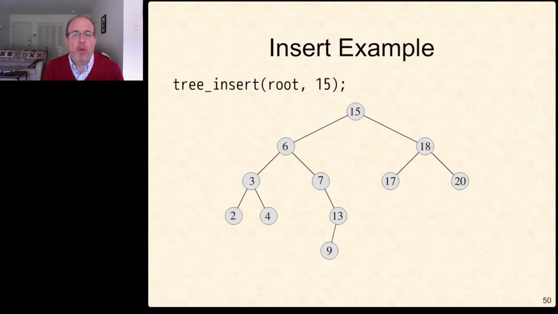So, for example, if we wanted to insert a node with a value 15 into this existing tree, well, 15 is greater than or equal to 15, so it's in the right-hand side. It's less than or equal to 18, so it would be in the left-hand side. It's less than or equal to 17. And so what we'll find is that, in fact, that is exactly where it goes. It belongs right there.